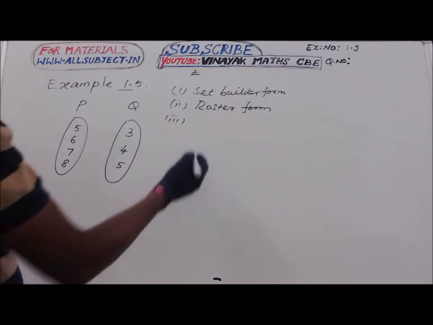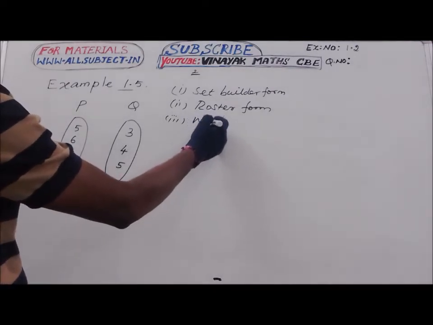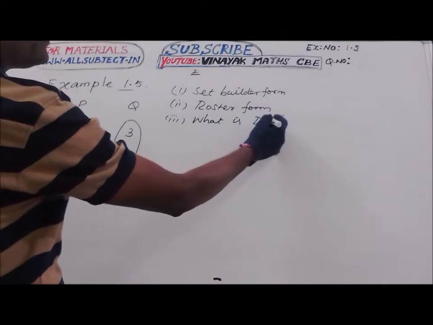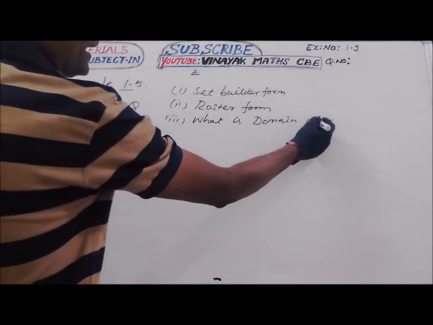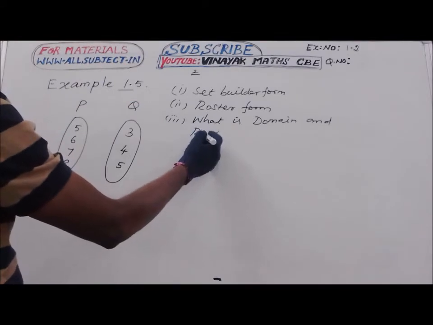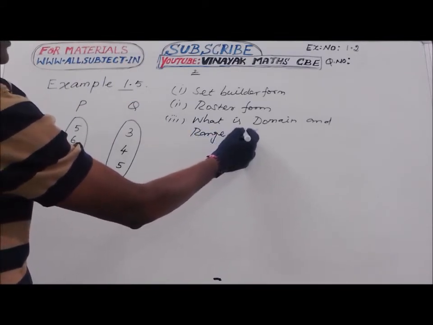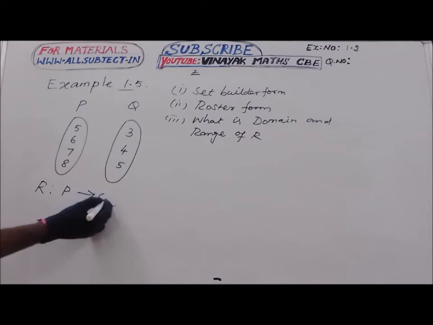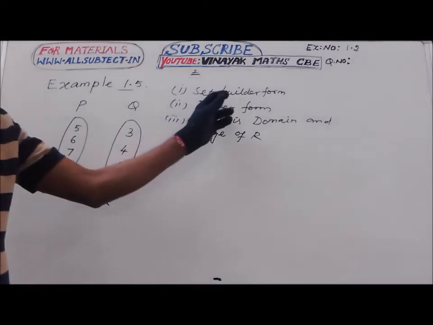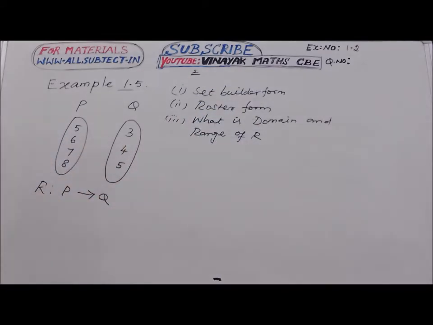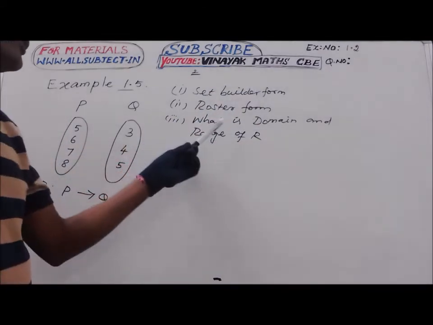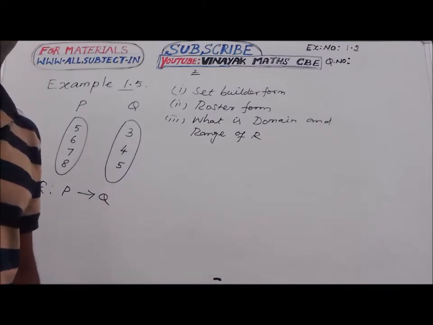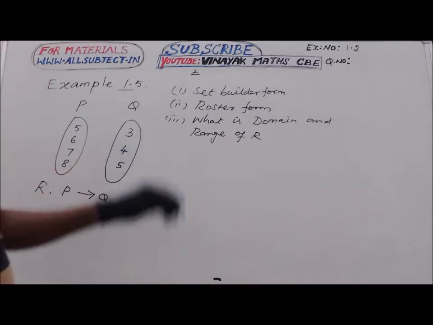what is the domain and range of R? Domain and range of this relation. R means relation from P to Q. Here R is a relation from P to Q. We should find the relation in set builder form, and then the relation in roster form. The third one is the domain and range of R. These three we need to find.